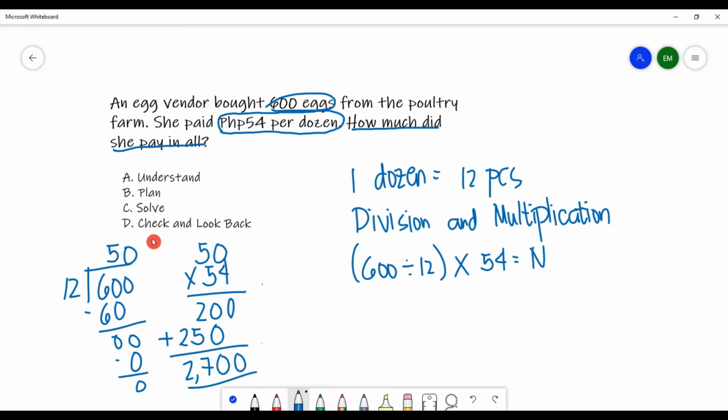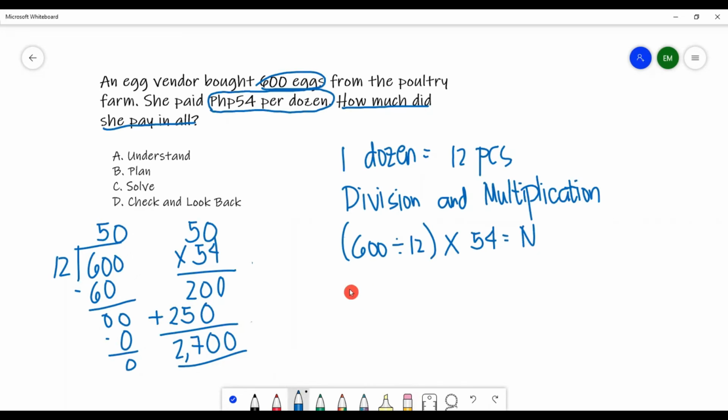Last step, check and look back. Now, we are going to state the complete answer. The vendor paid 2,700.